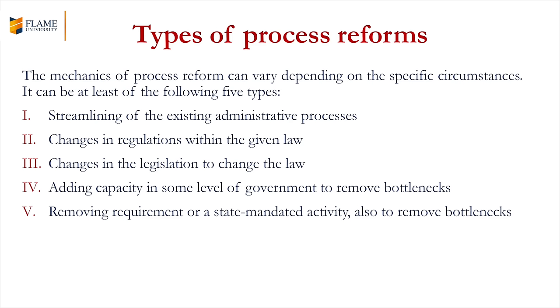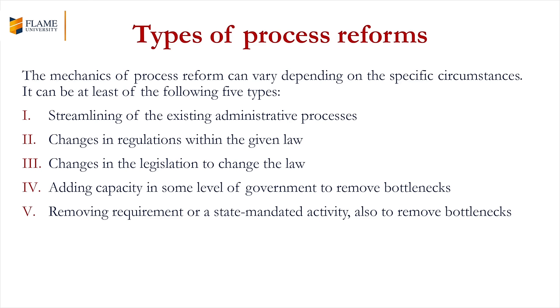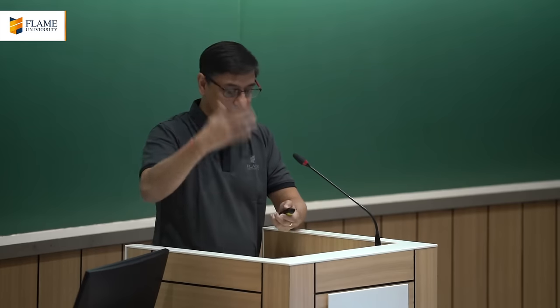Fourth, adding capacity at some level of government to remove bottlenecks. While as a government you may say it's bloated, there are parts of the government where there's a bottleneck. There just aren't enough people, processes, capacities, institutions. You may actually need to create capacity at some level of government to open out that bottleneck. So that's another kind of change you can make. And finally, removing a requirement or some state-mandated activity which is becoming a bottleneck. So one is to add capacity somewhere, and the other is to remove a process or capacity which is getting in the way of other people. There may be other ways of doing it which I haven't thought of, but this gives you a flavor.